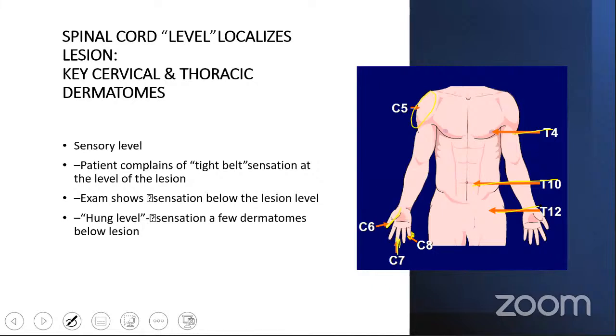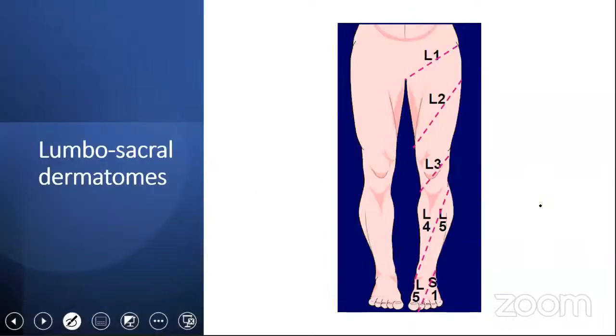So, the patient complains of a tight belt sensation at the level of the lesion, and that is called the sensory level. Examination at this level shows sensation below the lesion is decreased. A hanging level may be seen in syringomyelia, where above and below the sensations are normal, but in between there is a dermatomal type of sensory loss. The lumbosacral dermatomes are L1, L2, L3, L4 and L5.